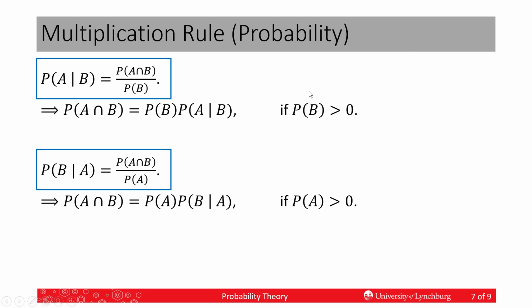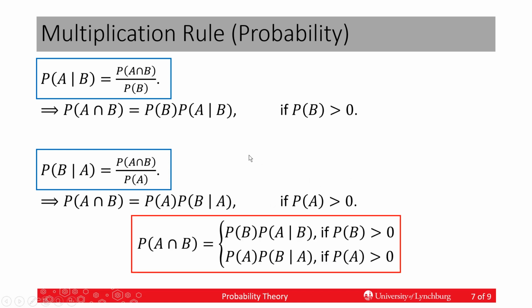Now let's look at the other conditional probability, the probability of B given A. Again, probability of A and B over the probability of A now, because A is given. Multiplying both sides by the probability of A gives us the solution for the intersection of A and B, and that's the probability of A times the probability of B given A. Again, in this case, probability of A has to be greater than 0.